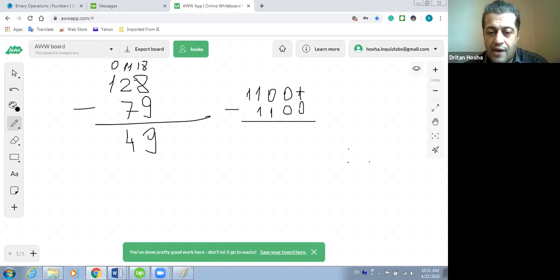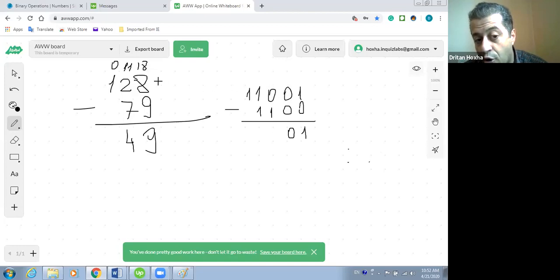So we have 1 minus 0, it is 1. 0 minus 0, it is 0. We have no problems here. We have no problem in that case. But here we cannot subtract 0 minus 1 because the result is negative.